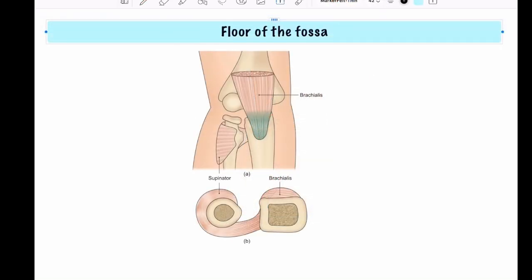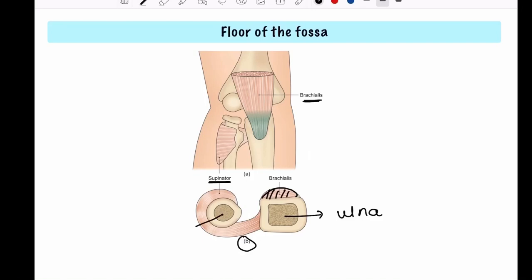Now let's see which muscles form the floor of the fossa. There are basically two muscles, brachialis and the supinator muscle. These two form the floor of the fossa. Let's see this cross-section figure. Here, this is the brachialis attached to the ulna bone. This is the ulna and this is the radius.